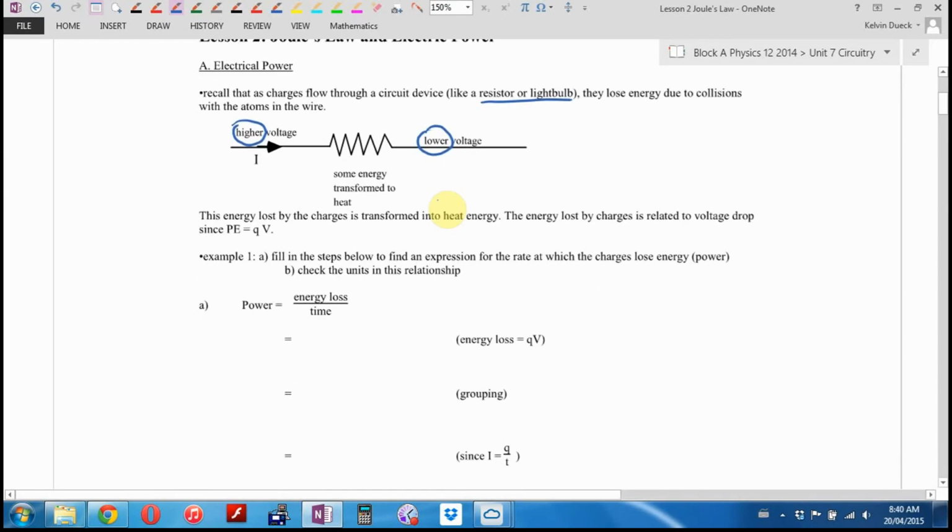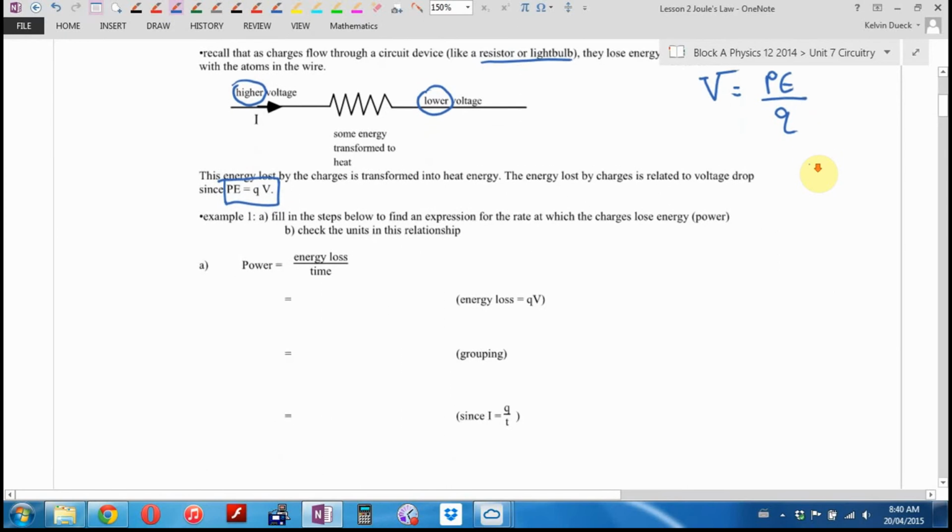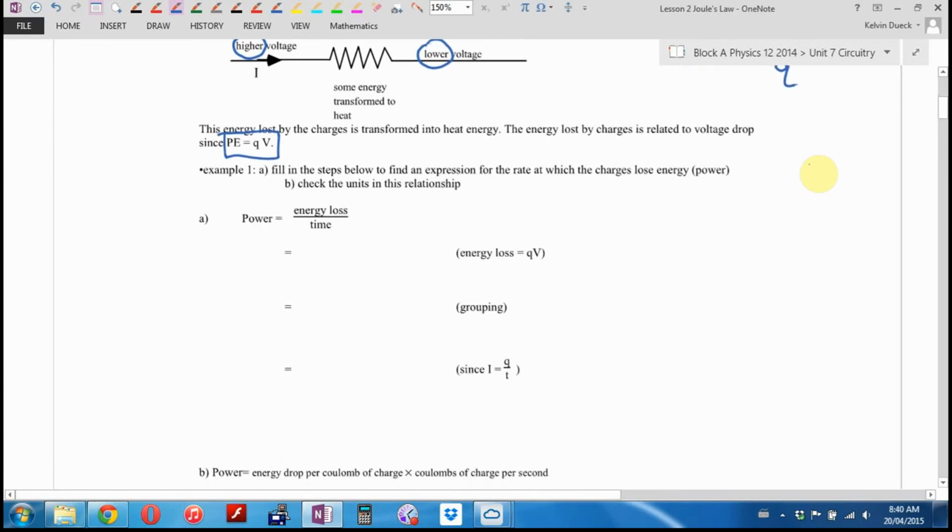So the energy lost by charges is related to voltage drop, because we said that potential energy was equal to QV from last unit. We actually defined voltage to be how much energy was lost or gained per coulomb. This is always going to be a loss, Luna, going through a resistor. What we're going to come up with now is an equation for how much power you lose going through a resistor. So this is power loss. We're not going to call it a loss every time, but if we're talking about a resistor, you are losing energy.